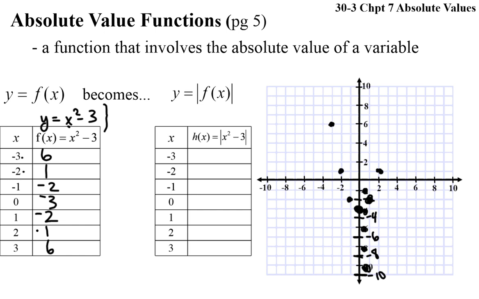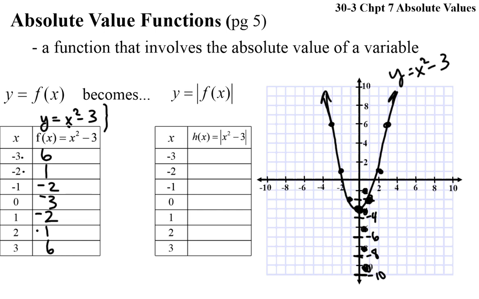Negative 2 should be at 1 as well. And 3 should be at 6. So we end up with, not surprisingly, x squared, a parabola. There's our parabola for y equal to x squared minus 3.